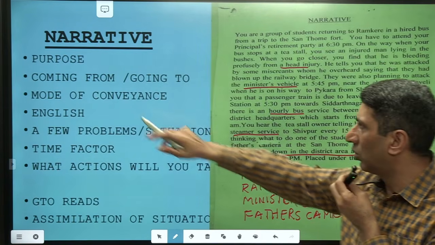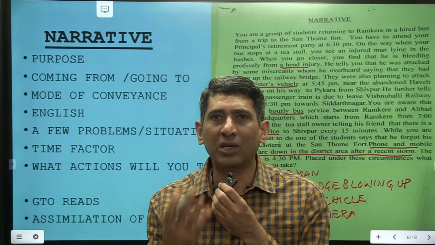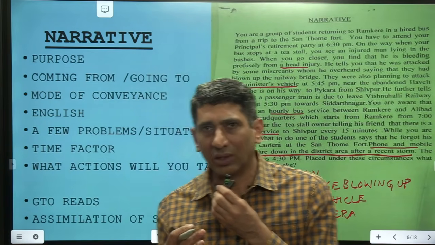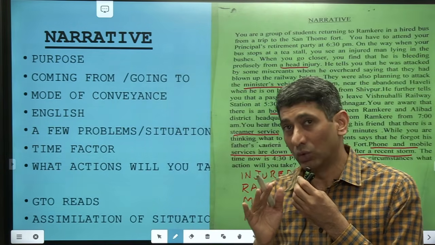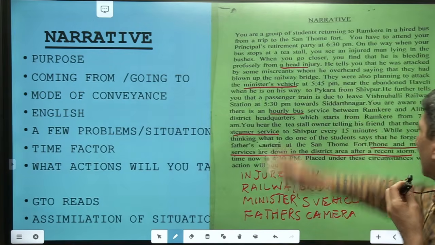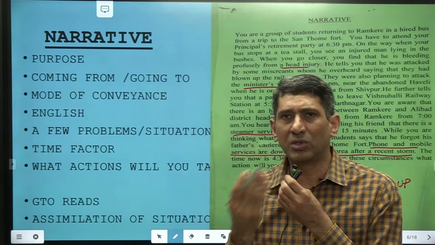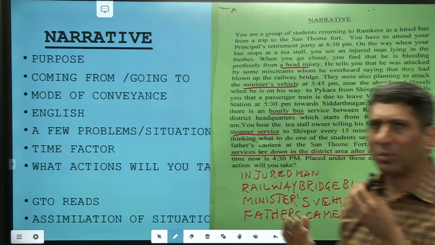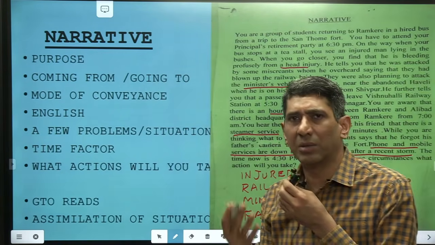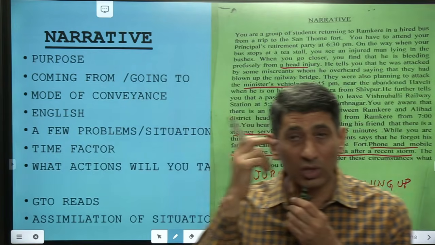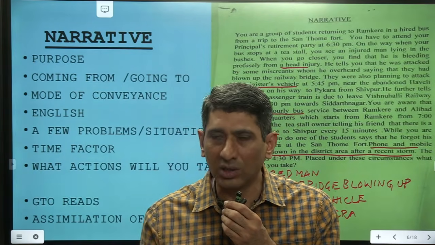Now you will find that mode of conveyance will be told, and please don't expect the story sheet to be in any other language other than English. It will be in English only, and there will be a few problems in the story sheet. Like in this case, he's talking of some injured man, some railway line, some miscreants are trying to do something, and probably a minister's vehicle is getting targeted, somebody's father's camera is missing. So these are the aspects which you start noticing while reading only. If you can grasp this, it will help you in the subsequent time.